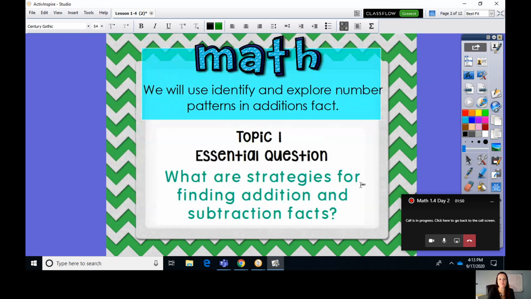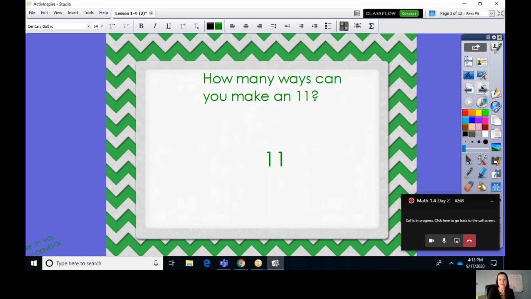Let's look at our objective. We will identify and explore number patterns in addition facts. Topic 1, essential question. What are the strategies for finding addition and subtraction facts? Addition and subtraction facts. Okay, so we are going to start with our solve and share today.